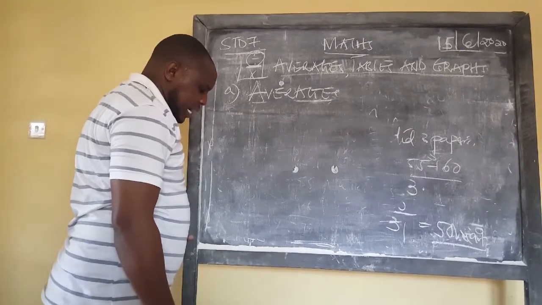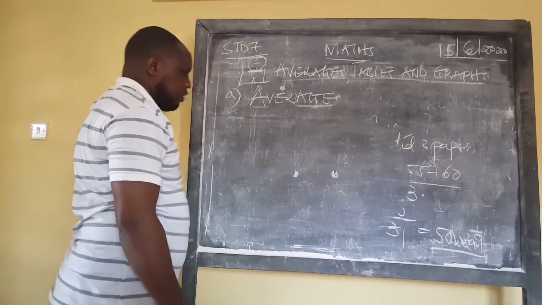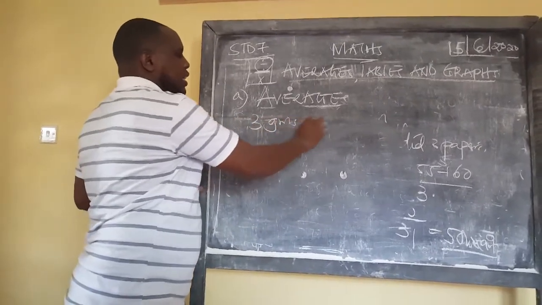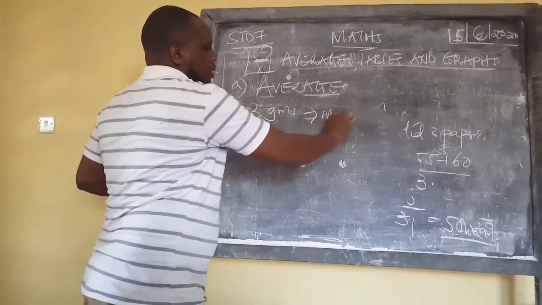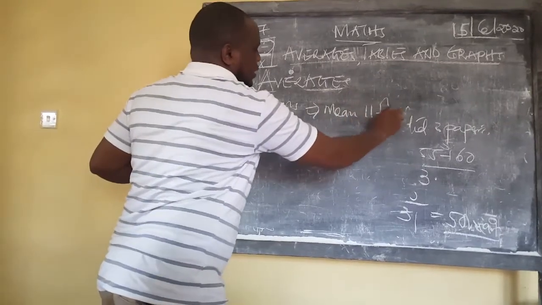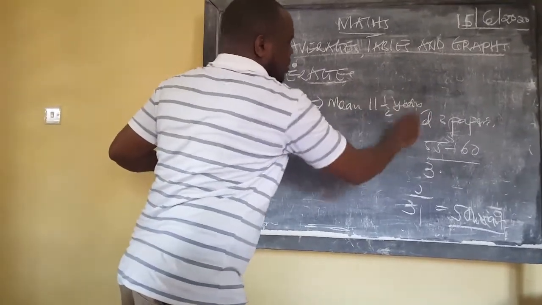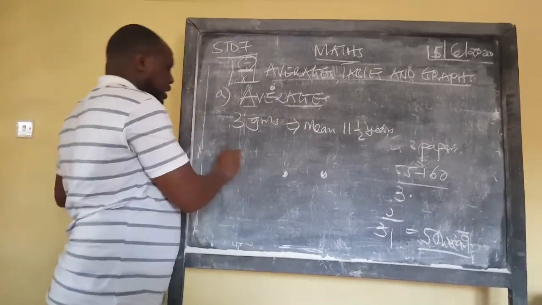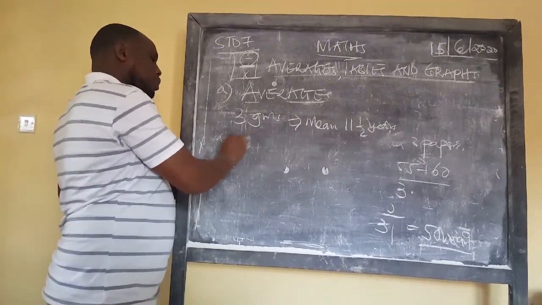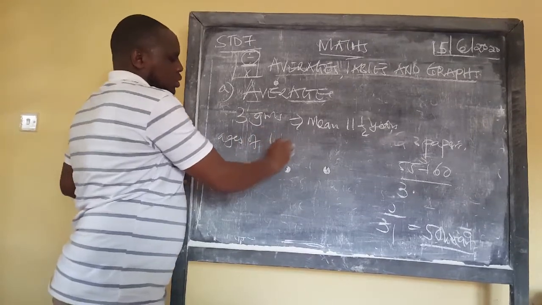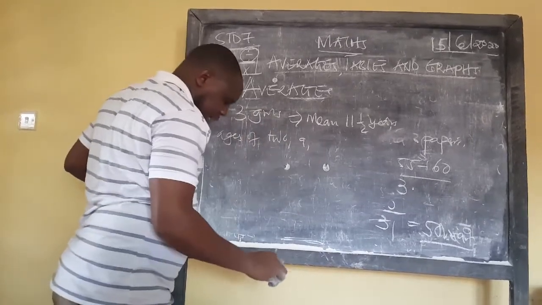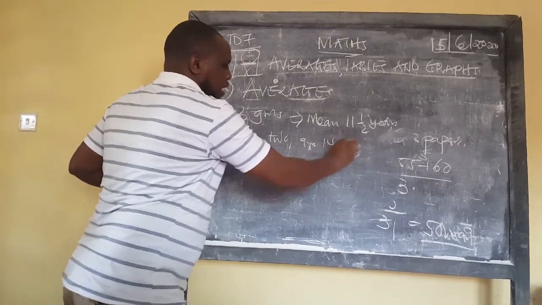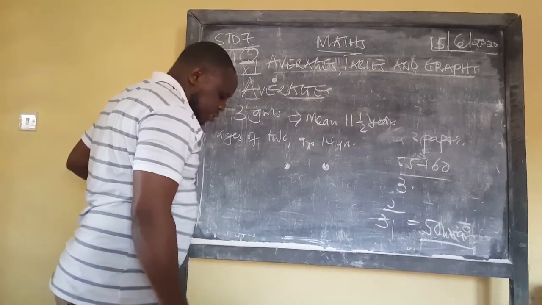The mean age of 3 girls in school is 11.5 years. How many girls are there? 3 girls. And their mean is 11.5 years. I want to show you something else that comes in an exam here. And then you are told 2 of the girls have ages 9 years and 14 years. Then, what is the age of the third girl?